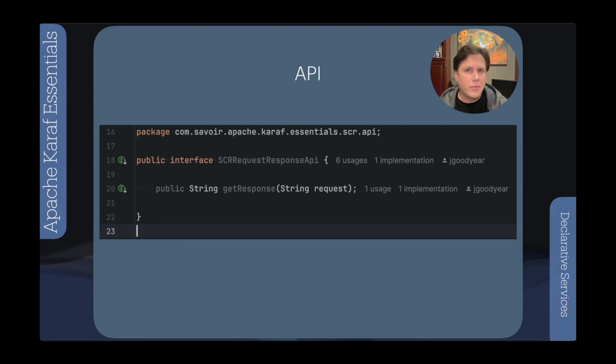Let's take a look at a very simple API. This class is just exposing a single method called getResponse. It takes in a string and responds with a string. There's no additional XML, no annotations around this, just a very plain piece of Java.